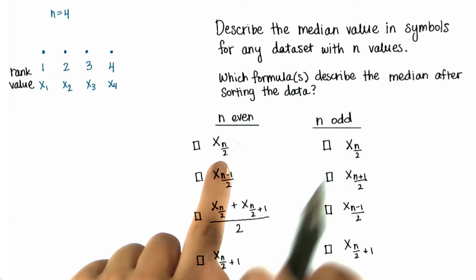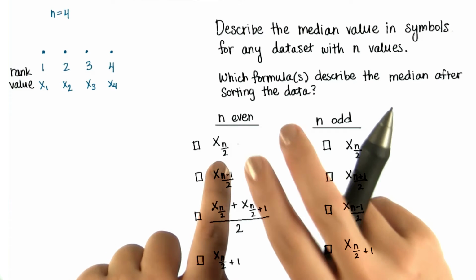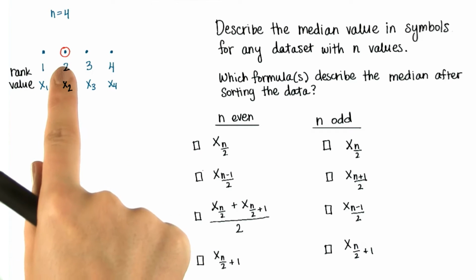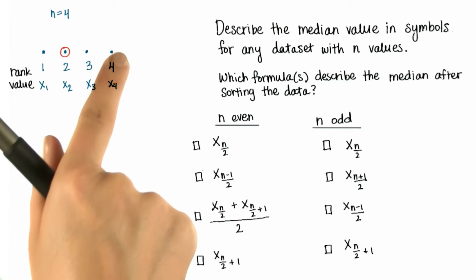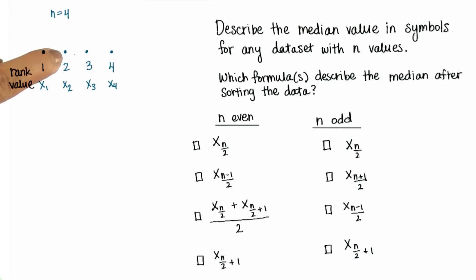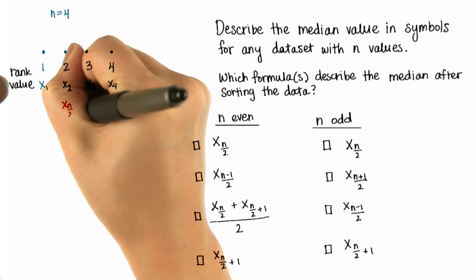So for this one, n divided by 2 would be 4 divided by 2, which is 2. X sub 2 is this one. Is this the median? No, because since it's an even data set, the median is going to be the average of these two. But now we know that this data value is x sub n divided by 2.